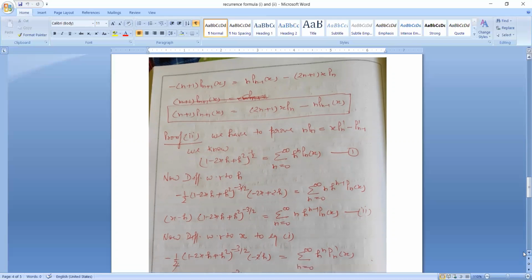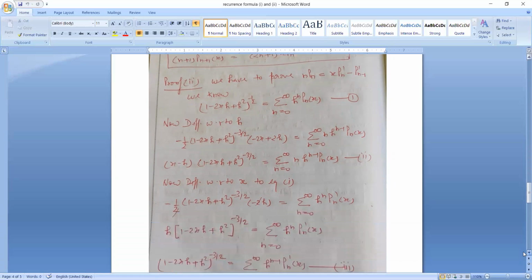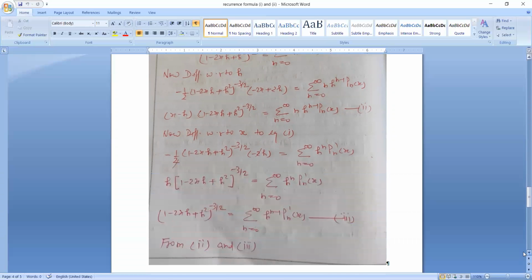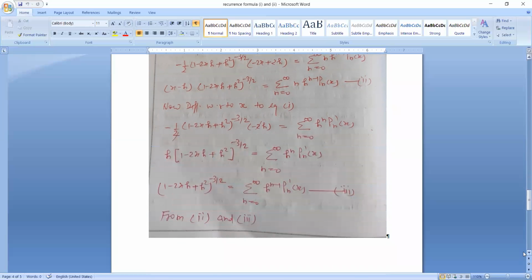So this is second. Now differentiating with respect to x equation first. This is minus half (1 minus 2xh plus h squared) to the power minus 3 by 2 times (minus 2h) is equal to summation n is equal to 0 to infinity h to the power n P_n'(x). This is h (1 minus 2xh plus h squared) to the power minus 3 by 2 is equal to summation n is equal to 0 to infinity h to the power n P_n'(x).